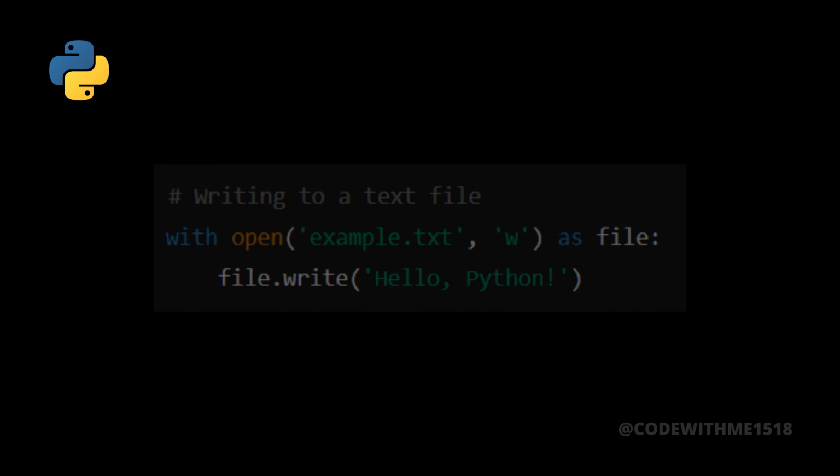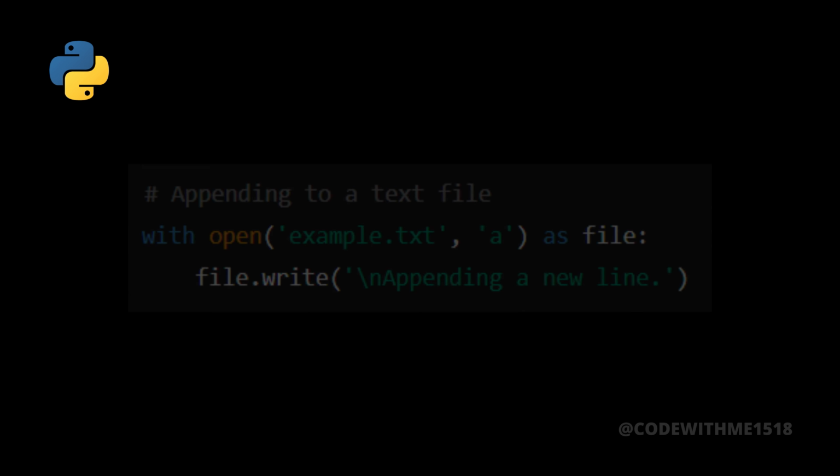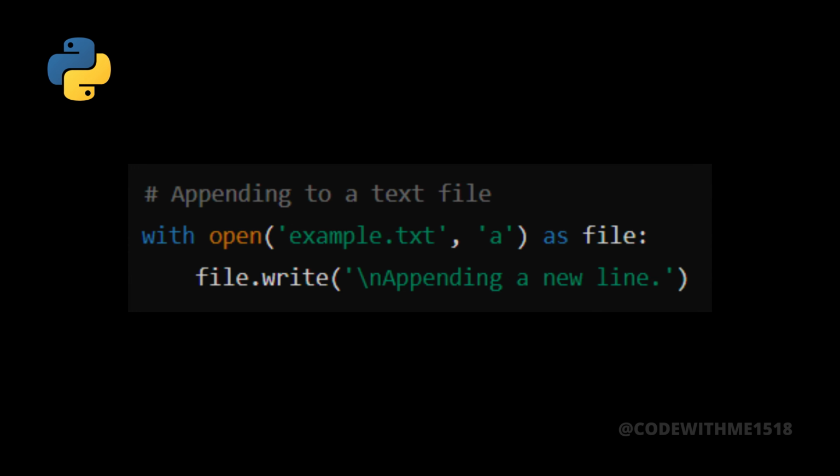Now, let's write to a text file. Here, we open the file in write mode, W. If the file doesn't exist, it will be created. If it does exist, its content will be overwritten. You can also append to a file without overwriting the existing content. Using append mode, you can add new content to the end of the file without erasing the existing data.